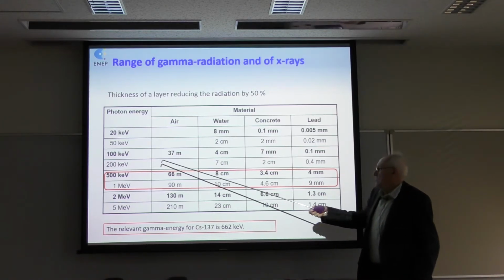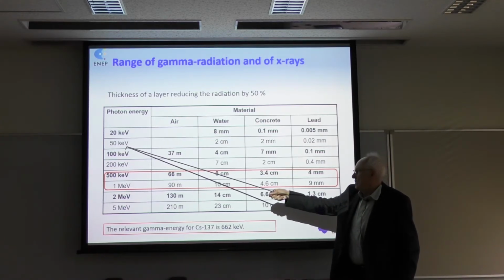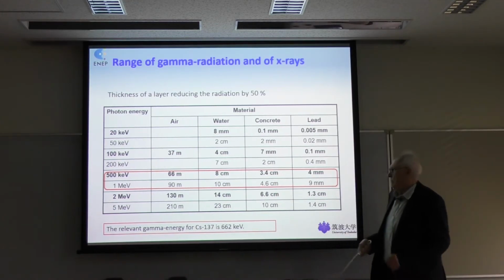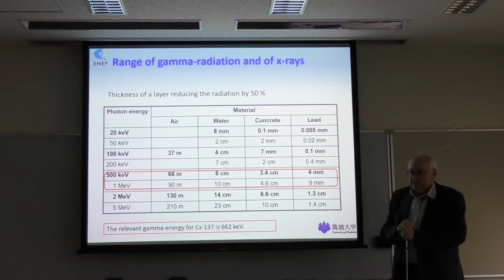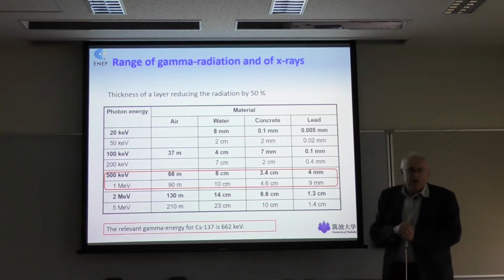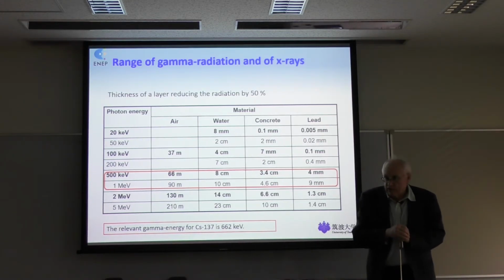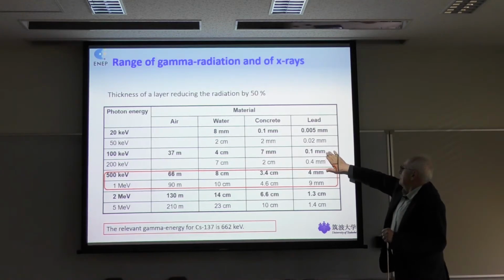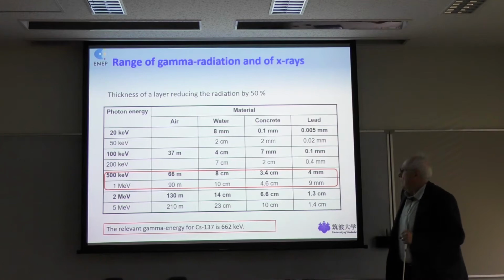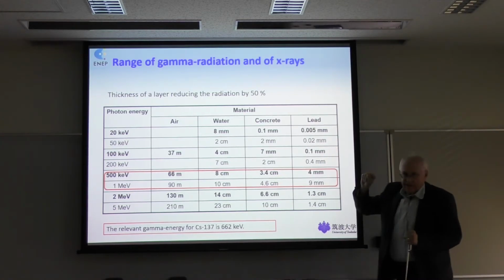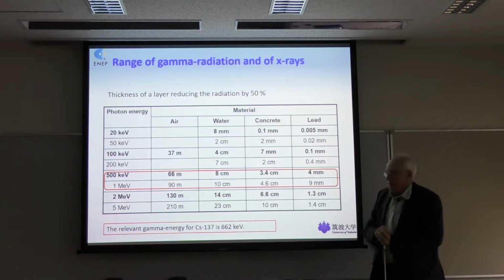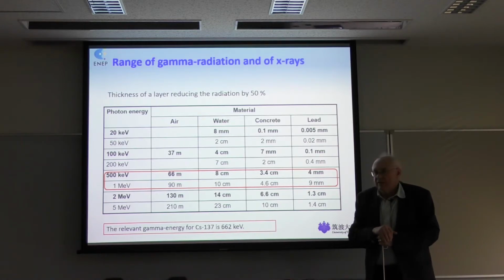By the way, the energy of X-rays is between 50 kilo electron volt and 100 kilo electron volt. And you may have already experienced that during an X-ray examination, those parts of the body which are not subject to examination will be protected by a lead shield. And you see already a lead shield with a thickness of less than a millimeter will decrease the radiation from X-rays by 50%.